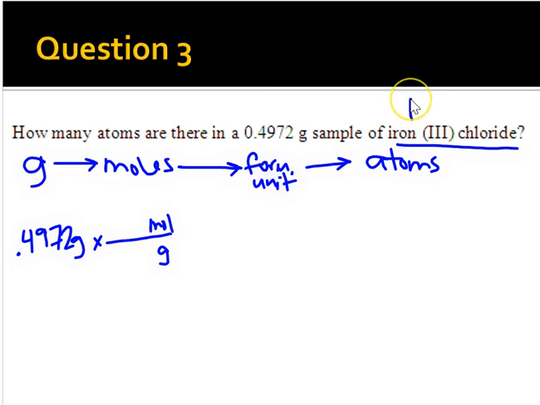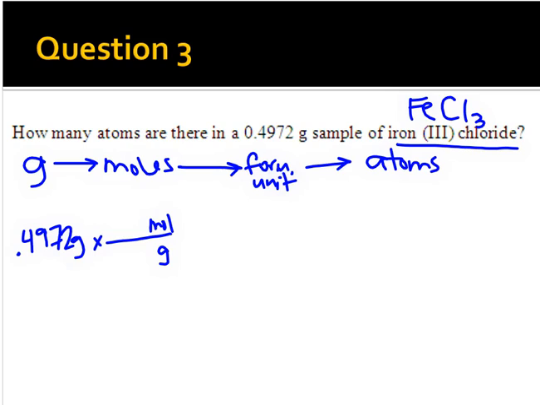So iron is Fe. It has a positive 3 charge. That's what that Roman numeral 3 means. Chloride comes from chlorine. Chlorine's -1. So to balance those charges out, you actually need 3 chlorines in order for this to balance out. And so we need to figure out what is the molar mass for FeCl3.